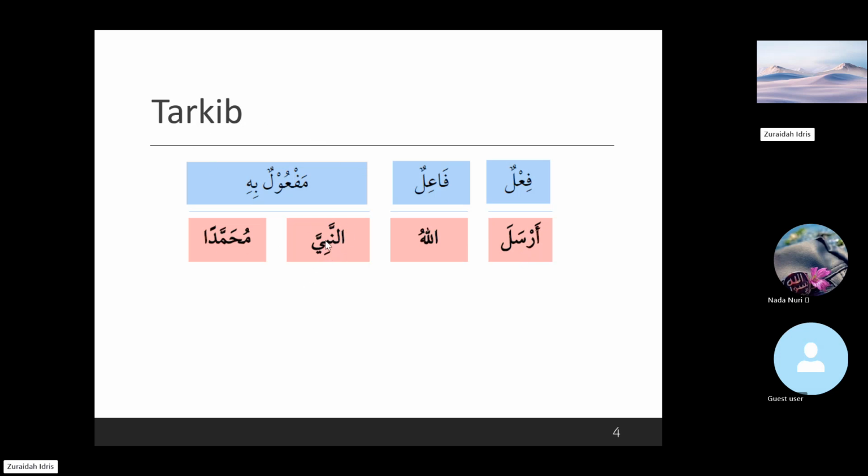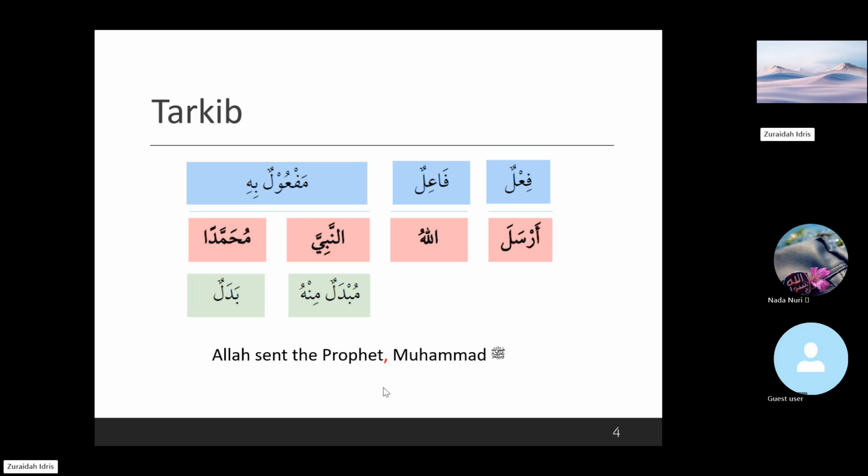This is your mubdal minhu. That is being followed by the badal, meaning the one and same thing: the Prophet sallallahu alaihi wasallam and Muhammad, as we know. So this is the structure in the sentence, and we would translate it: Allah sent the Prophet, pause, Muhammad sallallahu alaihi wasallam. Then we saw there were three kinds of badal.